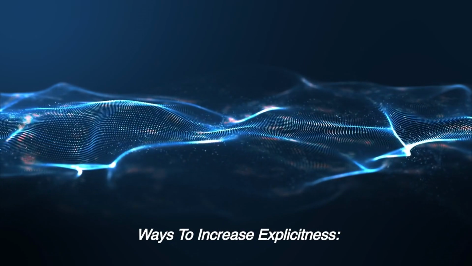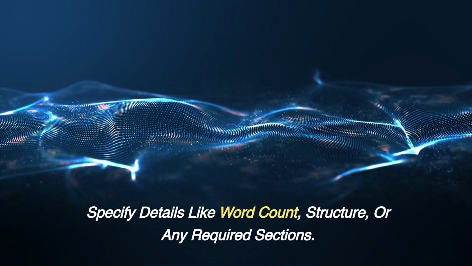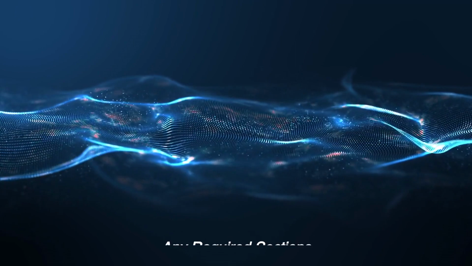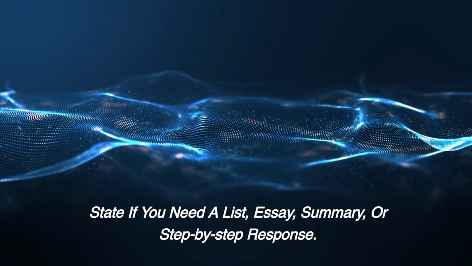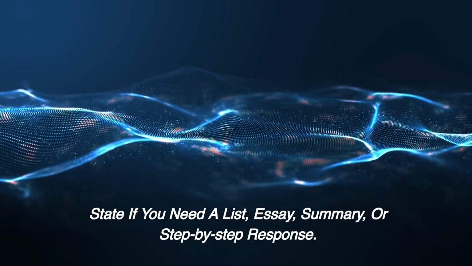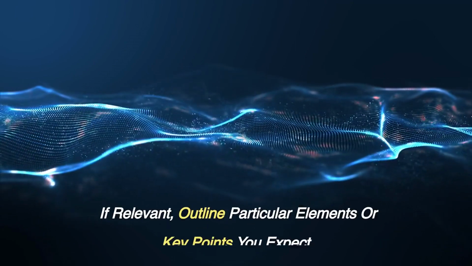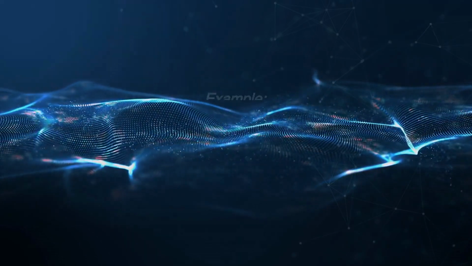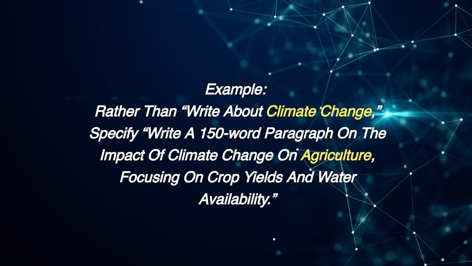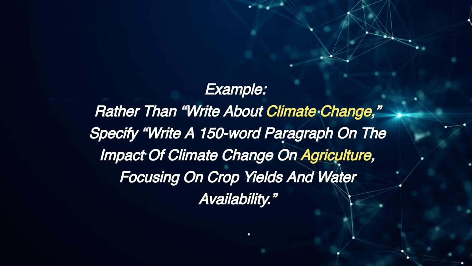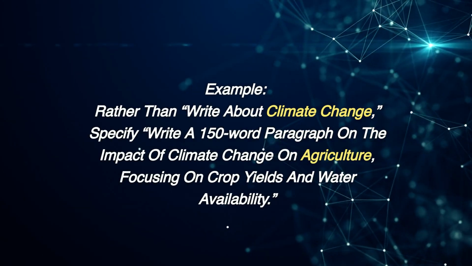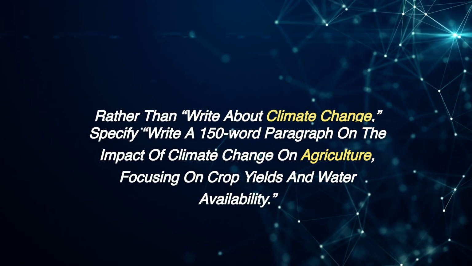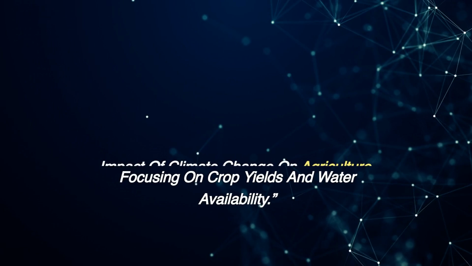Ways to increase explicitness. Specify details like word count, structure, or any required sections. State if you need a list, essay, summary, or step-by-step response. If relevant, outline particular elements or key points you expect. Example: rather than "write about climate change," specify, "write a 150-word paragraph on the impact of climate change on agriculture, focusing on crop yields and water availability."